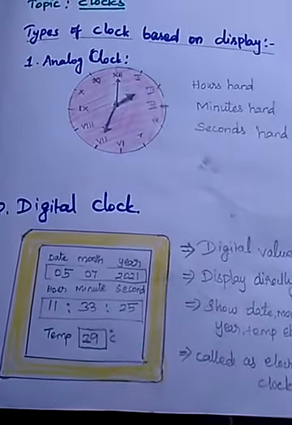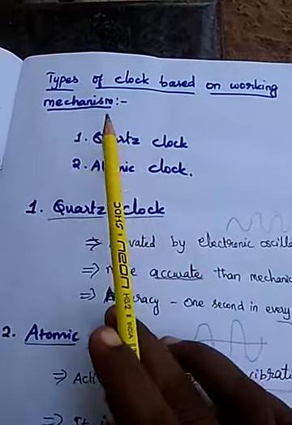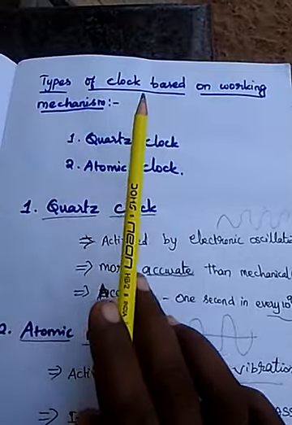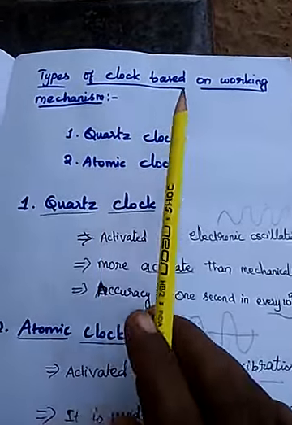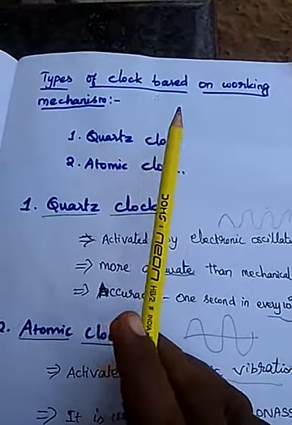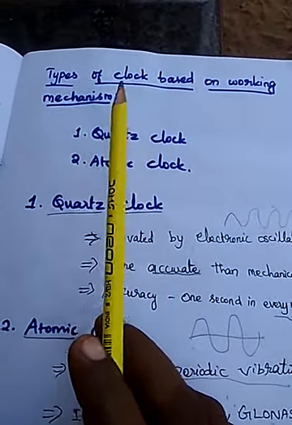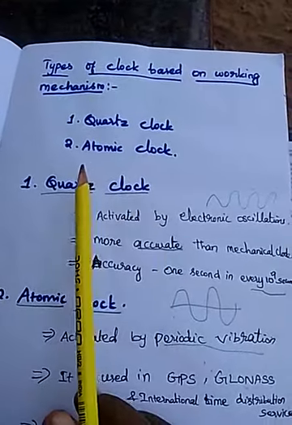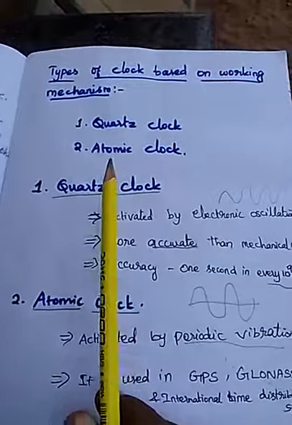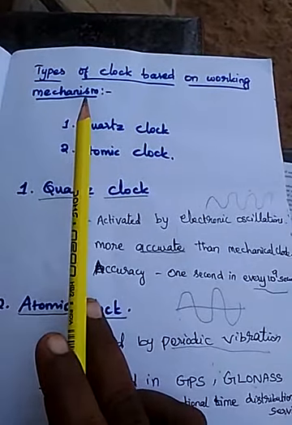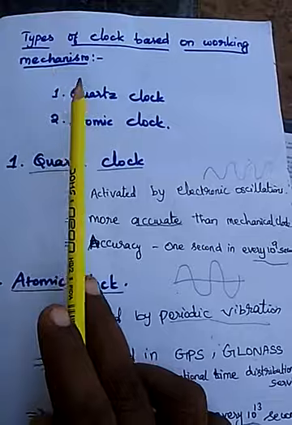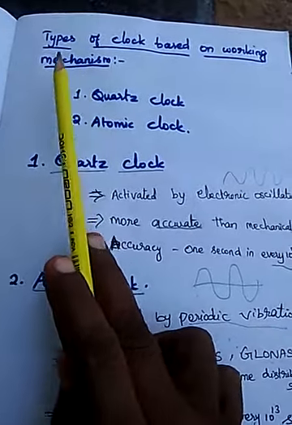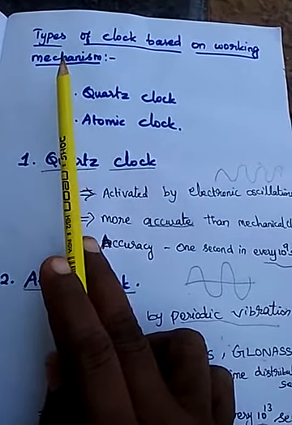Then we see the other types of clock, based on working mechanism. Based on working mechanism, we have two types of clock: first the quartz clock, second the atomic clock. What is a mechanism? A set of moving parts in a machine that perform a task.